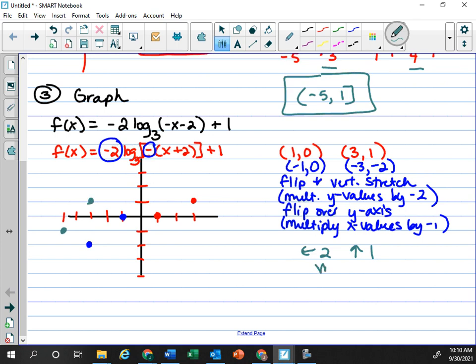And where's my vertical asymptote? Yeah, remember guys, it's always going to match that horizontal shift. So it'll be here at negative 2. So your graph looks kind of like that.